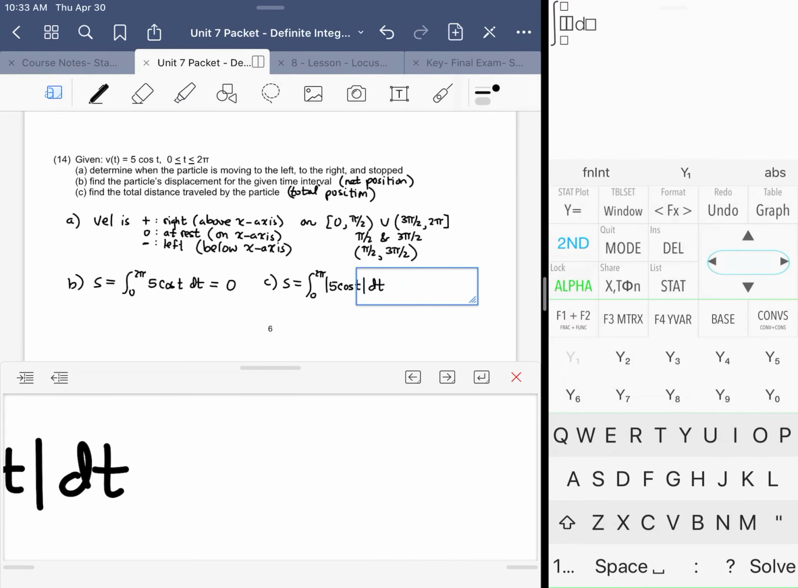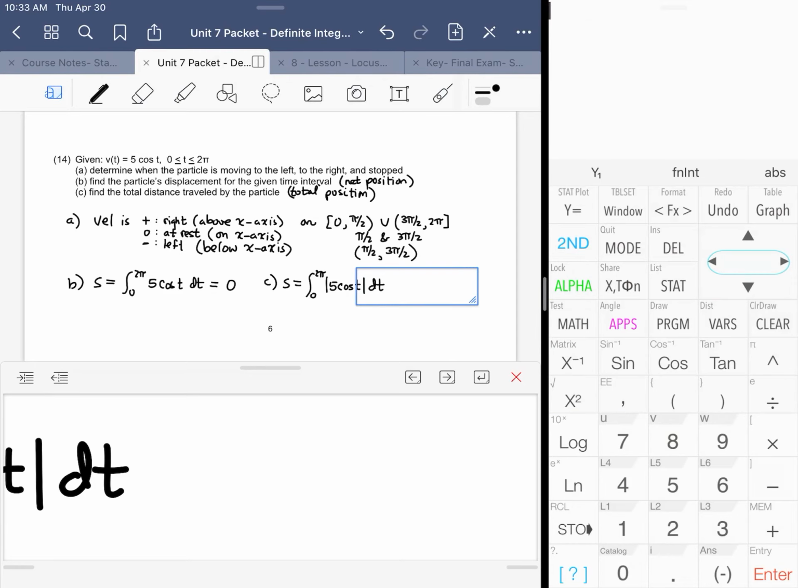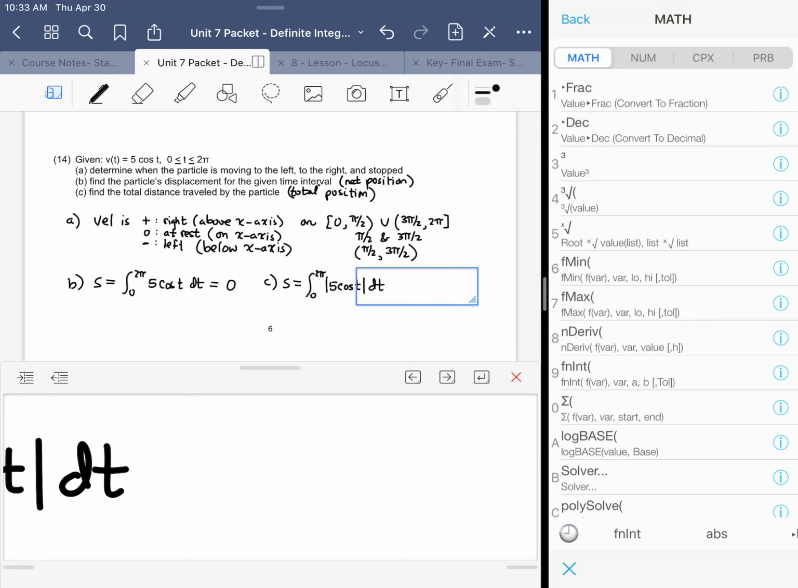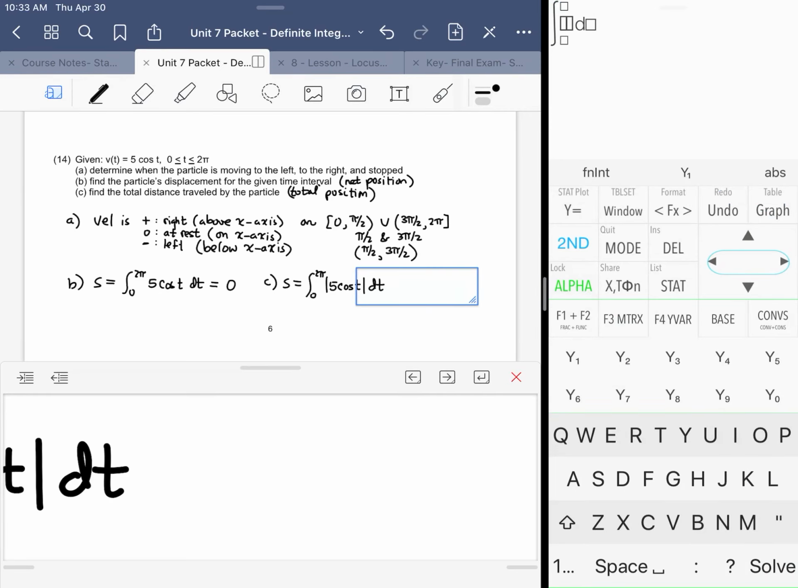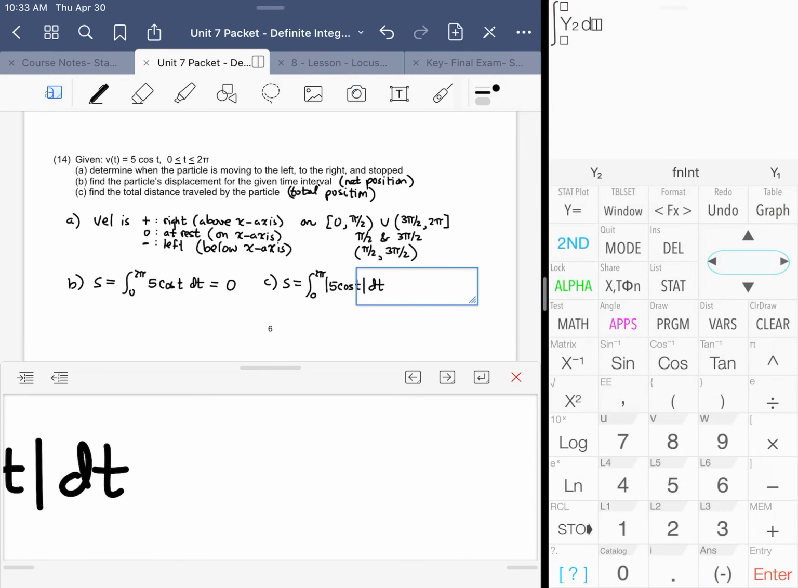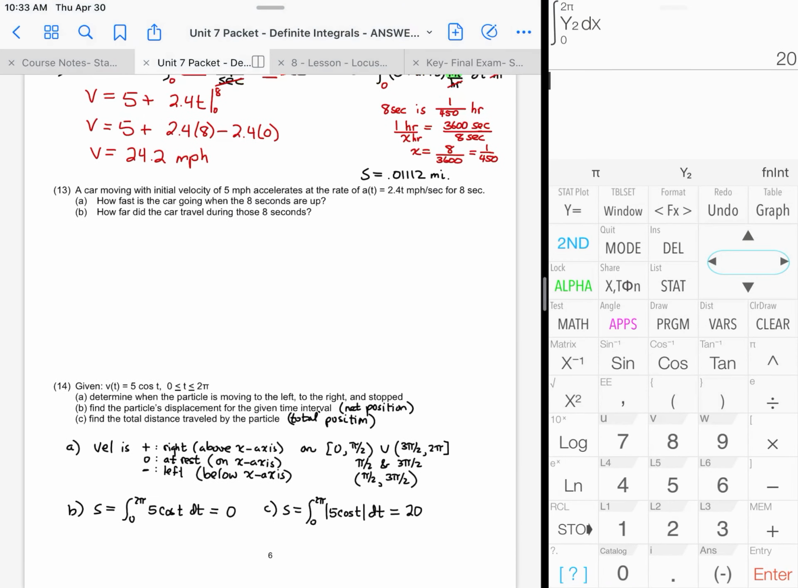All right, so quit out of here, math 9. I'm going to just select alpha trace y1 again. Actually, this time it's y2. So math 9, alpha trace y2, functions in terms of x, going from 0 to 2 pi, and we get 20.